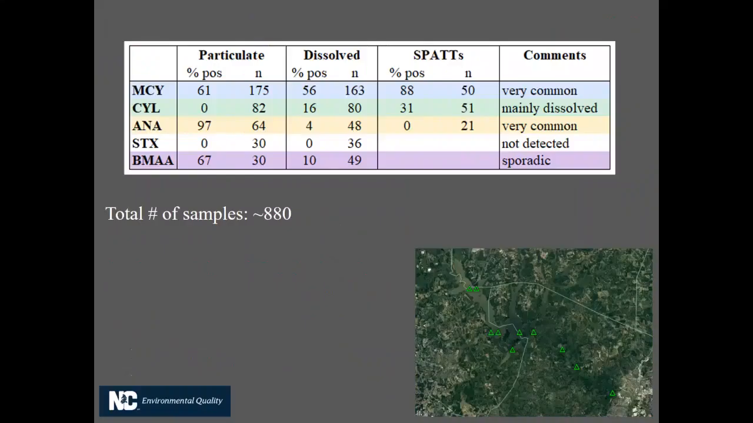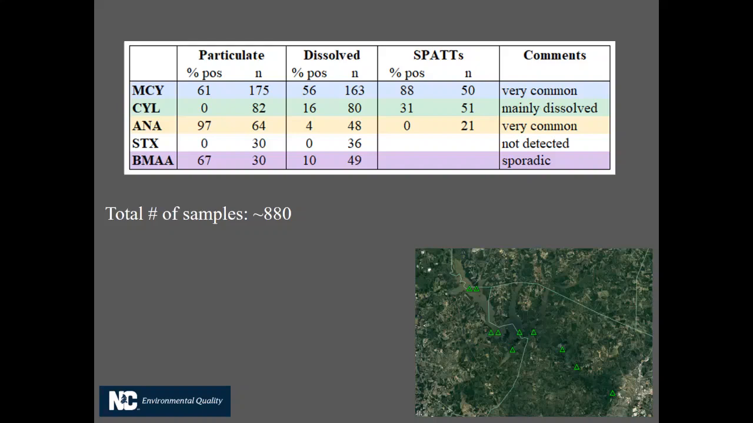After this quick intro to the methods, here are some of the preliminary results. We have at this point analyzed 880 samples. We've categorized them in particular as dissolved and SPATT samples, and you can see them here listed for the 5 different toxins.